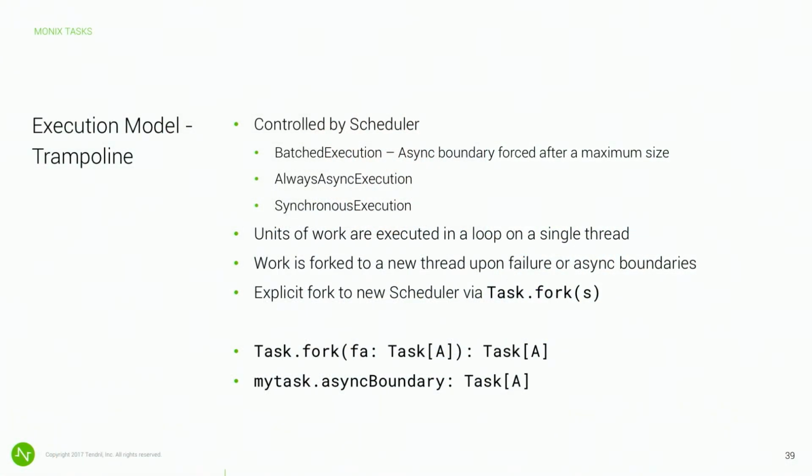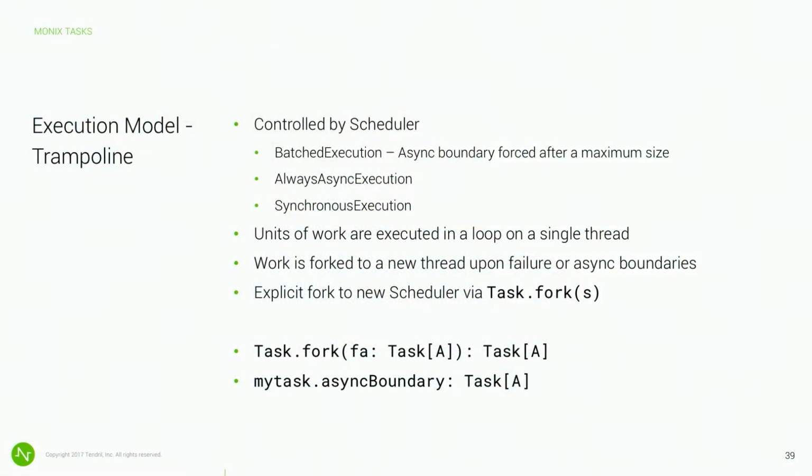There's always async, which does everything in its own thread, and there's synchronous, which tries to do everything on the same thread. And so what happens is, we submit these units of work to the scheduler. We're going to execute those on the same thread within the executor. Whenever we hit a failure case and we need to clean up, or we hit an async boundary, then the scheduler is going to fork to a new thread. But we can also explicitly fork as we go through that. So in our pipeline, we can say, I want this next piece to happen on its own thread and fork. Or we can use this async boundary thing to cause an opportunity to fork.